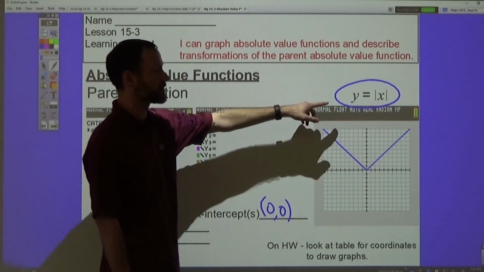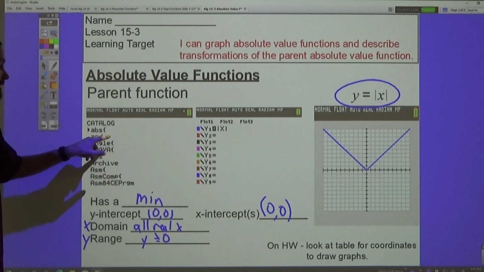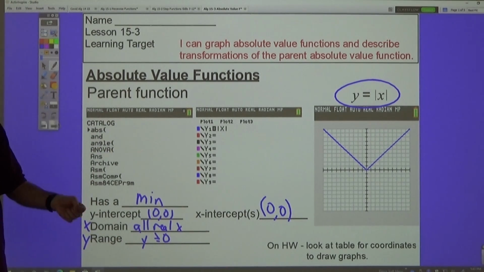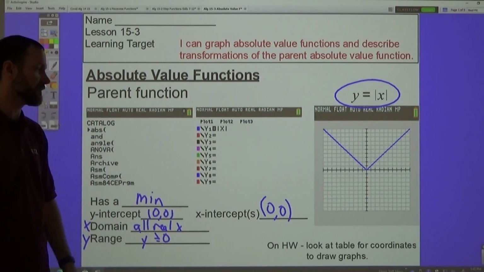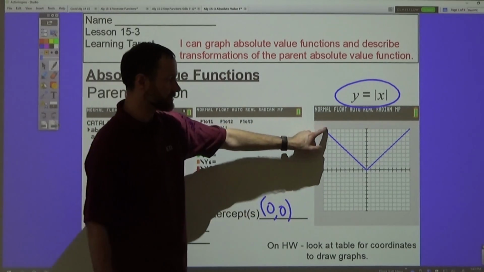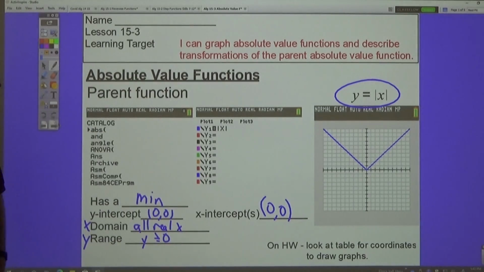So if we graph the function y equals the absolute value of x. Again, remember absolute value, you have to go to your catalog and choose ABS. So you would do y equals, ABS parentheses, then type in x, and close your parentheses so that you get the absolute value of x. When you graph the absolute value of x, it looks like this. That's going to be our base function that we're using.